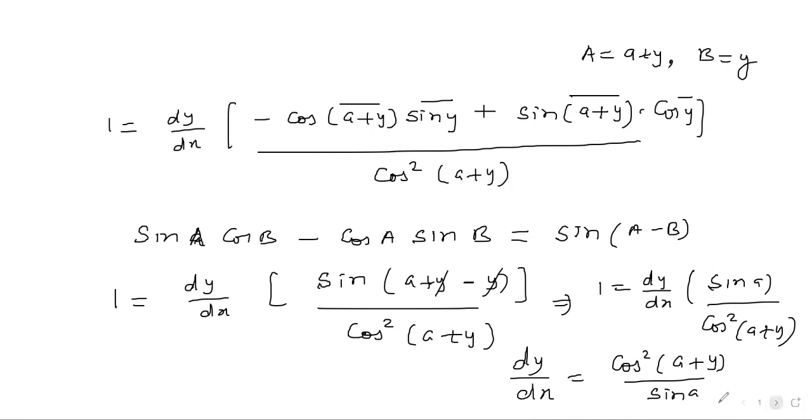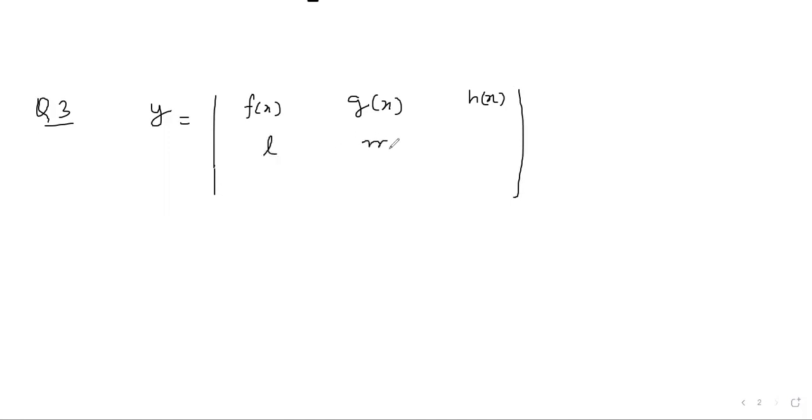Now let's see the next question. Question number 3. We are given a determinant with rows f(x), g(x), h(x), then l, m, n, a, b, c. We have to find out dy/dx.